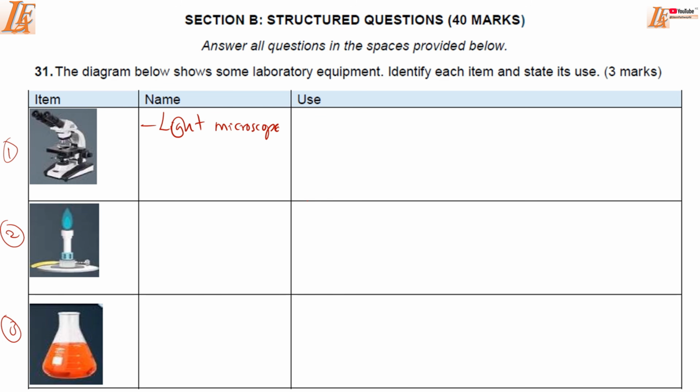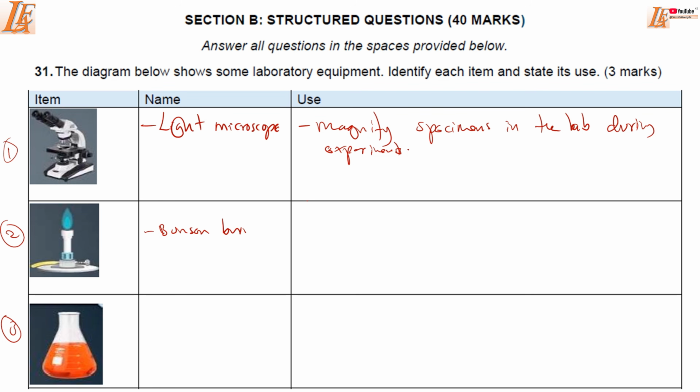And the use of this light microscope is to magnify specimens in the lab during experiments. It's used to magnify specimens in the lab during experiments. Now the second one is a Bunsen burner. This is what we call a Bunsen burner.